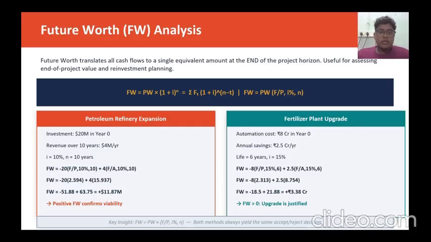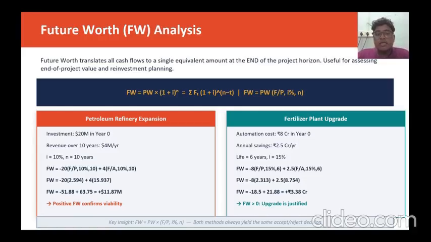Moving on to future worth analysis, future worth does the opposite. Instead of bringing everything to today, we push all the cash flows forward to the end of the project life. It is particularly useful when a company wants to know what the project will be worth at the end of closure, or to plan reinvestment. Future worth is simply present worth multiplied by the F/P factor. Crucially, future worth always gives the same accept or reject decisions as present worth. They're mathematically equivalent.